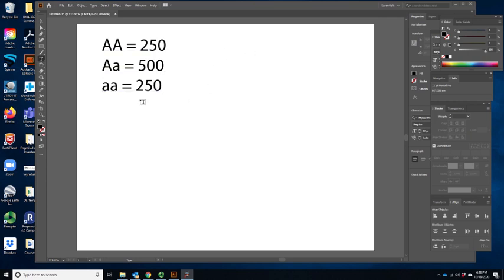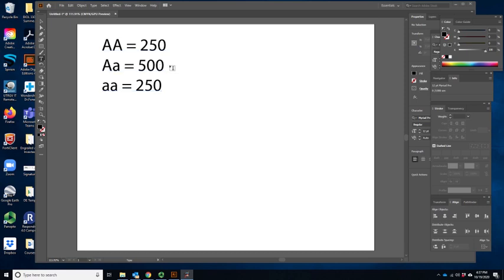And you remember from the last lecture, there are two ways that you can determine allele frequencies. You can use the equation where you add the frequency of the homozygous dominant to half the frequency of the heterozygotes, and that gives you one allele frequency. And then to figure out the other allele frequency, you add the frequency of the other homozygote to half the frequency of the heterozygote.